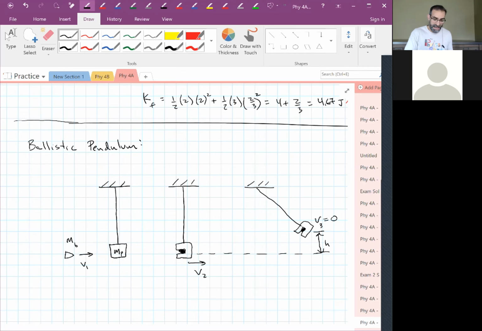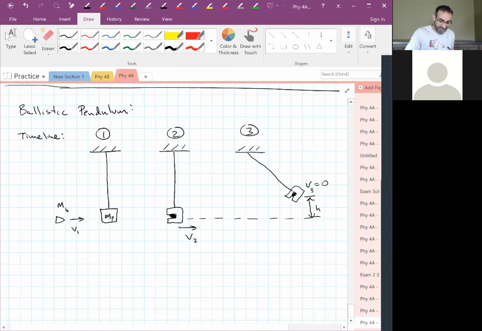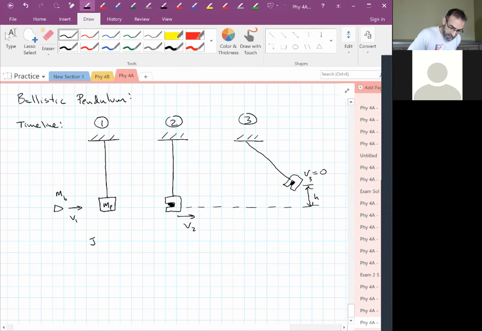So I draw out what I call a timeline. I sort of already did it here for you. I call that my timeline. We'll call this time 1, this time 2, and this time 3. And what is time 1? Time 1 is the split second before the collision, just before the collision. And time 2 is the split second after the collision.